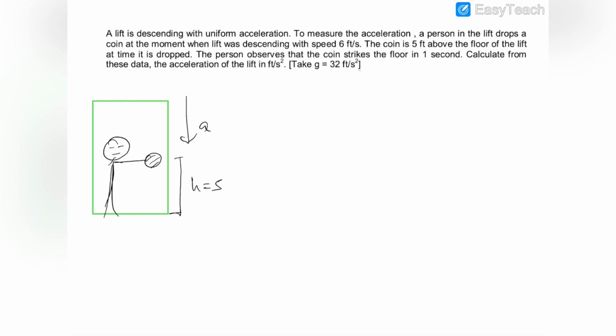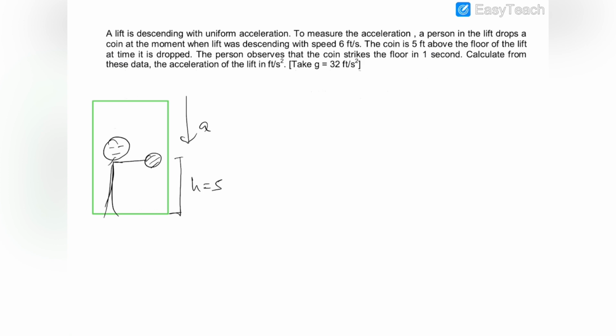In this question, you can see that there is a lift which is descending down with a uniform acceleration. To measure this acceleration, a boy standing inside this lift drops a coin when the lift was descending at a speed of 6 feet per second, and that coin is initially 5 feet above the ground of the lift at the time when it was dropped. This person observes that the coin strikes the floor of the lift in 1 second. So we have to find out what is the acceleration of the lift.